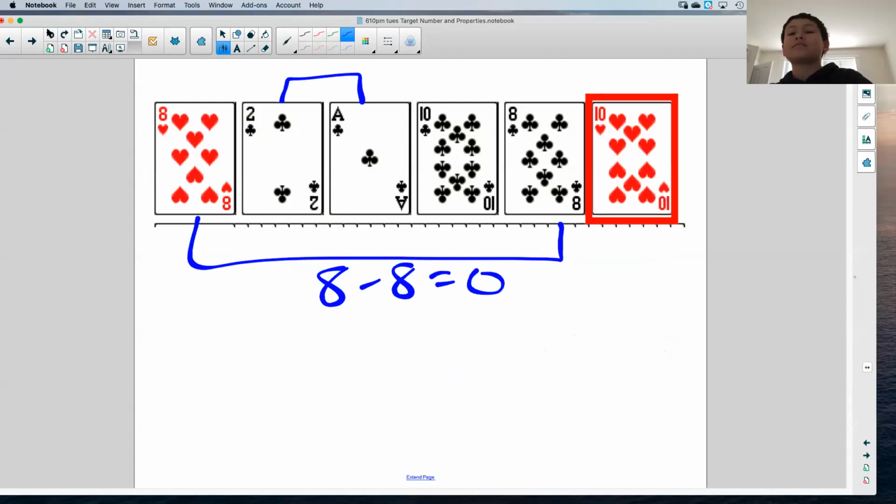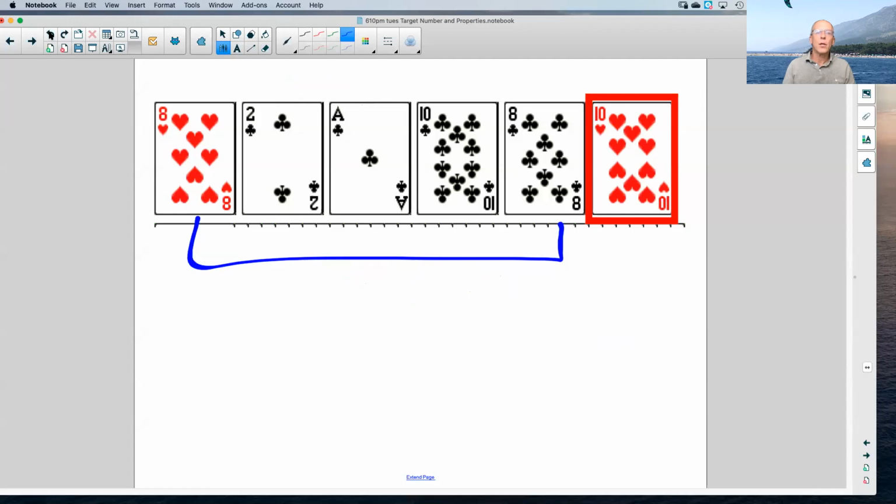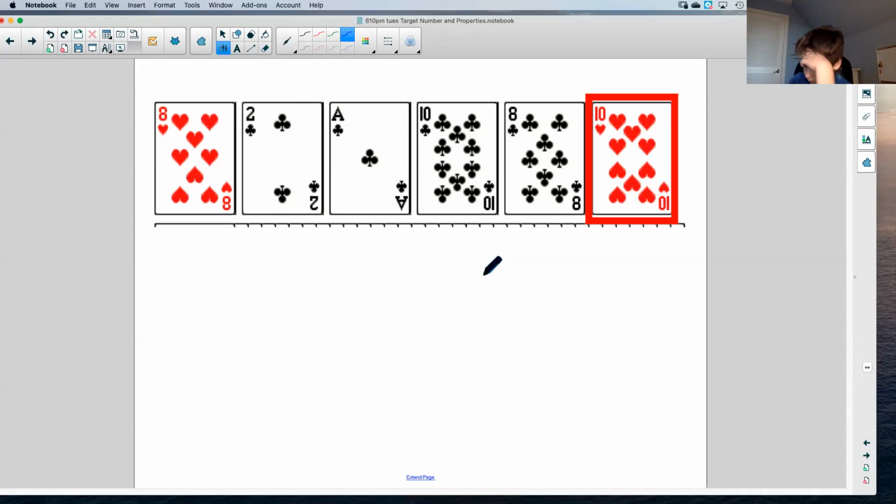Anybody have a different approach? Keep working it. And guys, these are really, really fun and challenging, in my opinion. 100. Yeah, 100. 12. 11. That's so close.